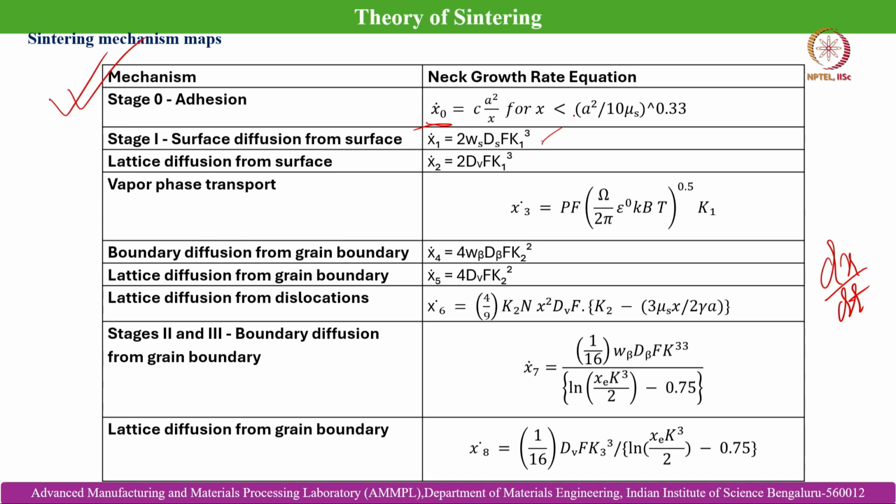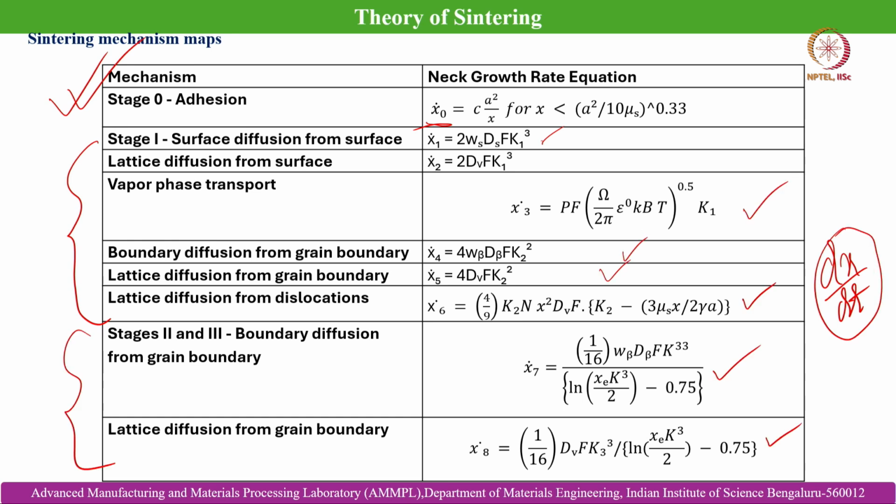the resulting expression to calculate the neck growth rate is shown over here, and then all others involved in stage 1. So, like the vapor phase transport, lattice diffusion from surface, boundary diffusion from grain boundary, lattice diffusion from grain boundary. So, like the mechanisms we have already discussed earlier. So, other stage 1 mass transport mechanisms. So, the corresponding neck growth rate equations are shown over here.